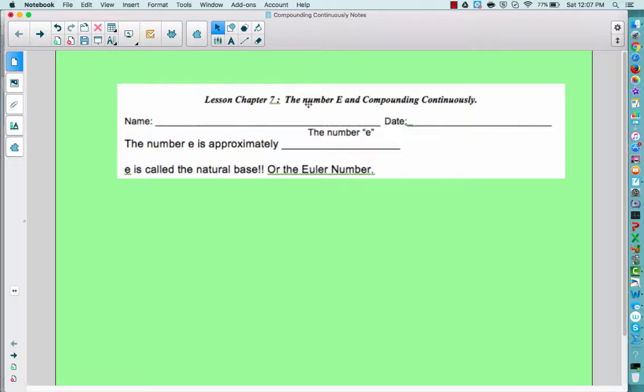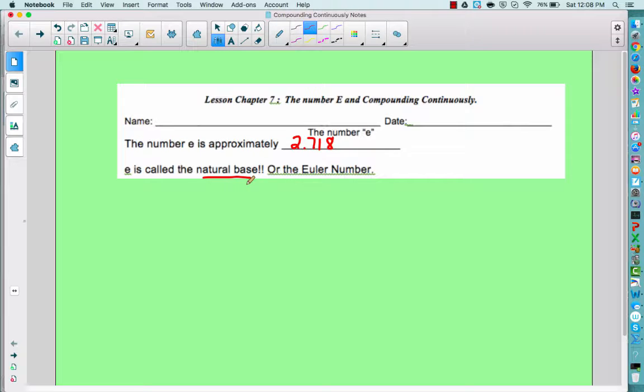Hi everyone, so today's lesson is about the number e and compounding interest continuously. The number e is an irrational number, which we've talked about this year, and an irrational number, remember, is a non-terminating, non-repeating decimal. And the number e is approximately 2.718. We also call it the natural number or the Euler number or the natural base number.